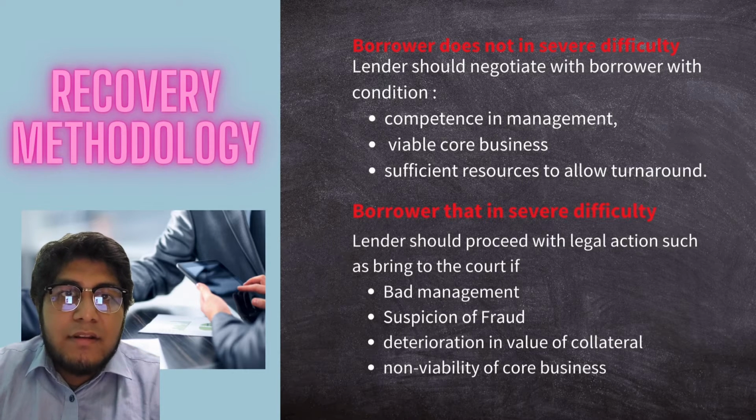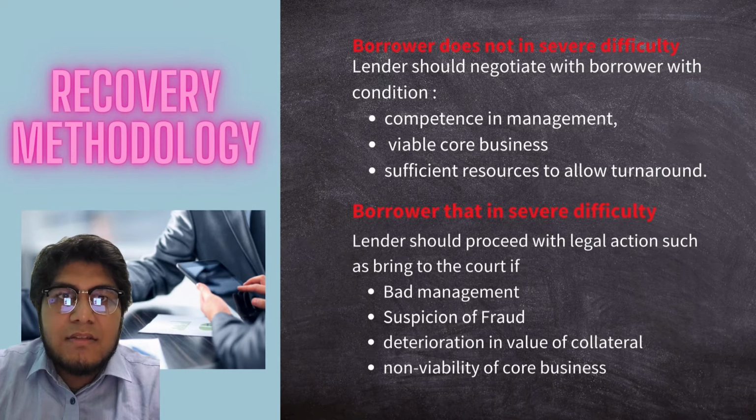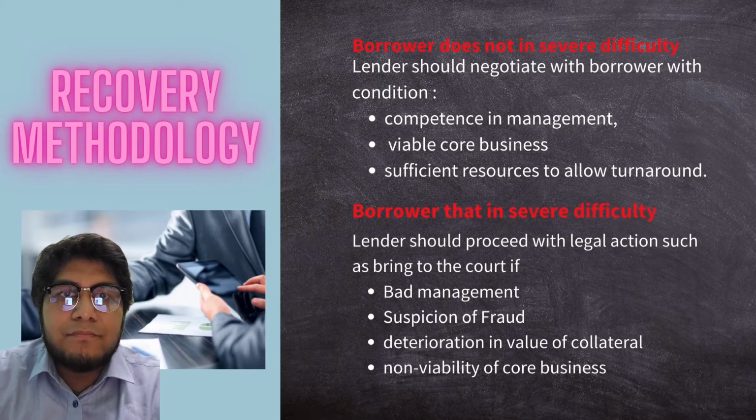The negotiation can be done after the lender has identified that the borrower has competence in management, a viable core business, and sufficient resources to allow turnaround. However, if the borrower has bad management, suspicion of fraud, deterioration in value of collateral, and non-viability of core business, the lender should take legal proceedings such as bringing the case to court.